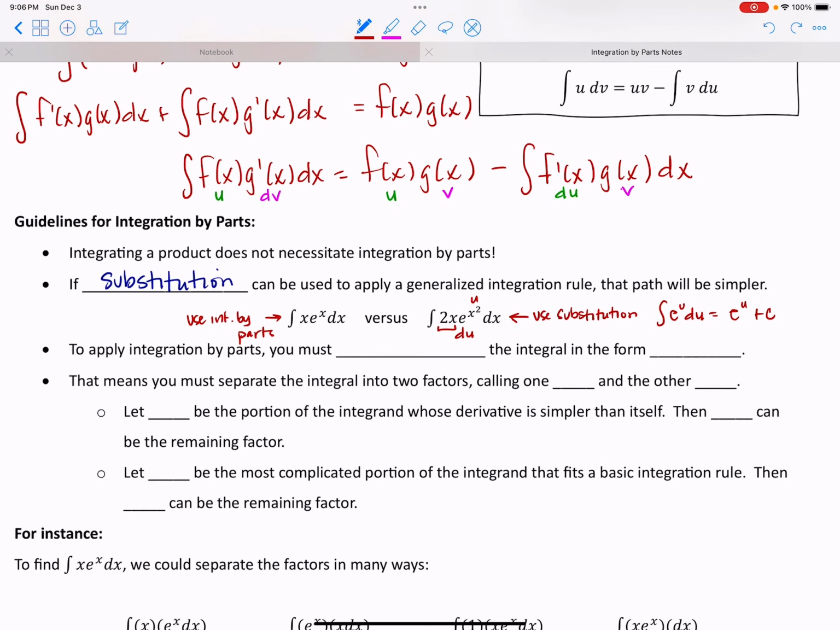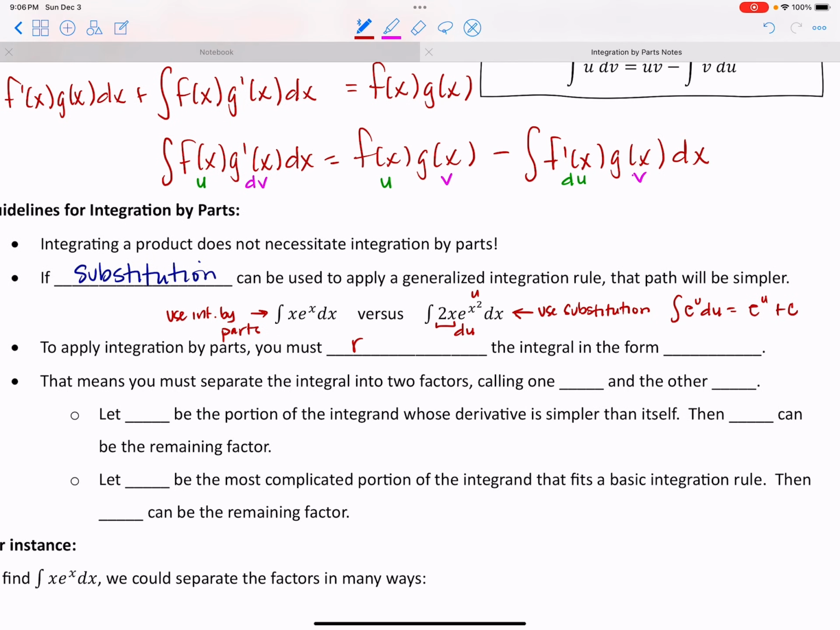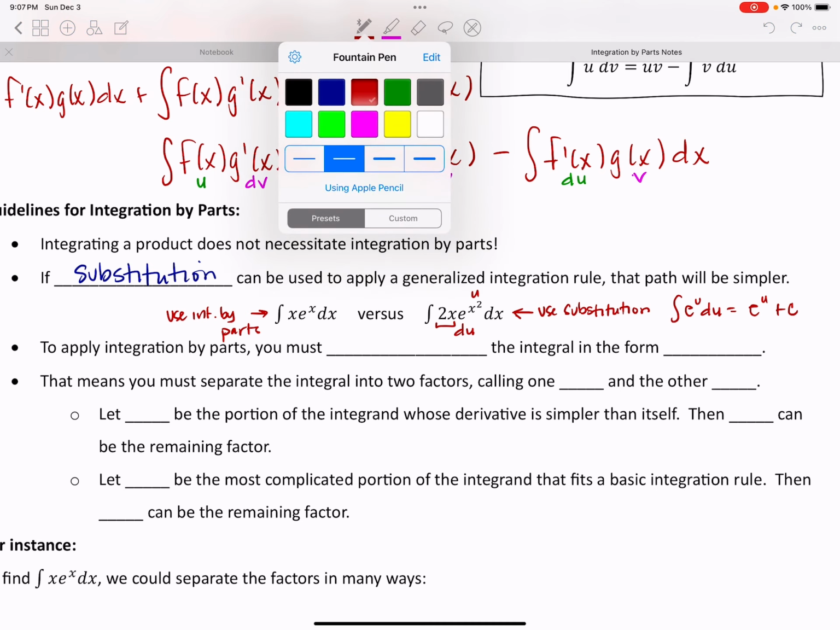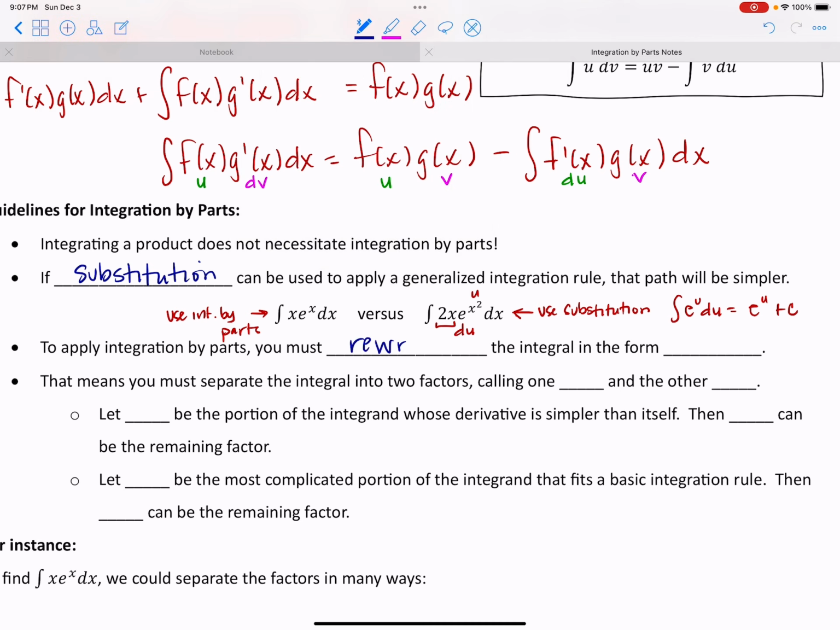So to apply the integration by parts formula, I like to start by rewriting the integral in the form u times dv. That means you want to split your integrand into two pieces. You're going to call one of the pieces of the integrand u, you're going to call the other one dv. And that seems easy enough, so just pick part of it, call it u, pick the other part of it, call it dv. But in order for this to work out nicely for us, we want to follow a couple of guidelines in making our choices for u and for dv.